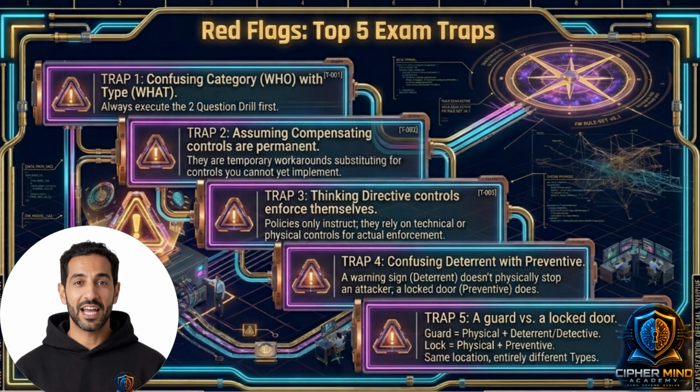Before we finish, let's cover the mistakes that cost students points. First, confusing category with type. Second, assuming compensating controls are permanent. Third, believing directive controls enforce themselves. Fourth, confusing deterrent controls with preventive controls. And fifth, thinking a guard and a lock are the same thing. They may protect the same location, but they perform entirely different functions.